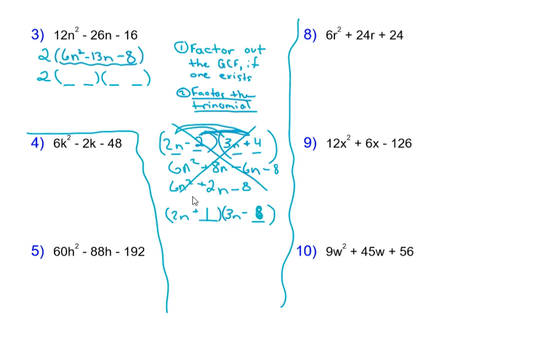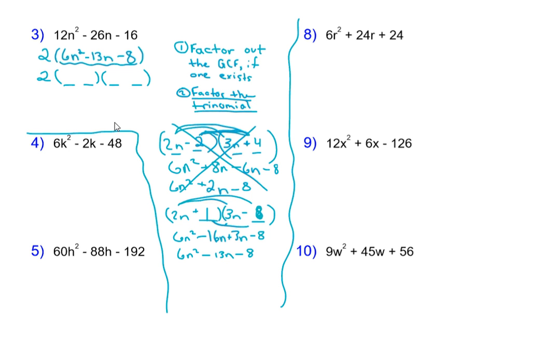So we multiply the first two together, we get 6n squared. The outside two, we get negative 16n. The inside two is a positive 3n. And the last two is a negative 8. All right, so here we're going to get 6n squared minus 13n, when we combine those middle two together, minus 8. And now you can see that this is the same trinomial as what's in the parentheses right here. So this is the correct factored form.